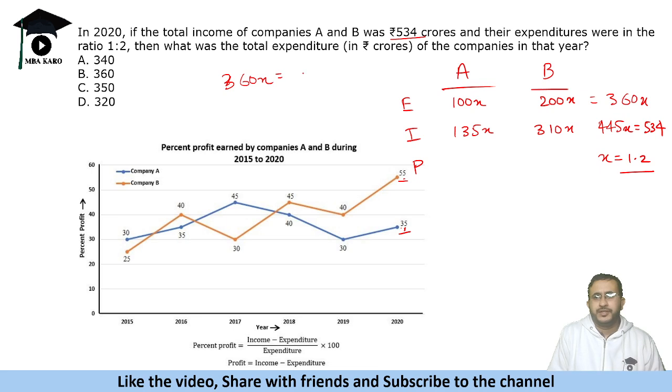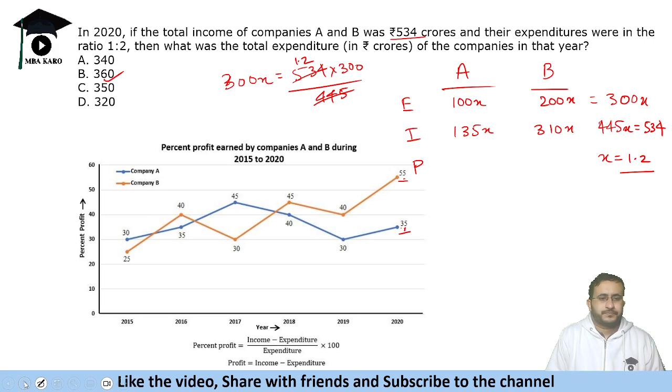360x is going to be 534 into 360 by 445. Okay, so this is 1.2. That will be 432. Sorry, this is 300x, not 360. So 300x is going to be 360 crores. Okay, so this is how we calculate it.